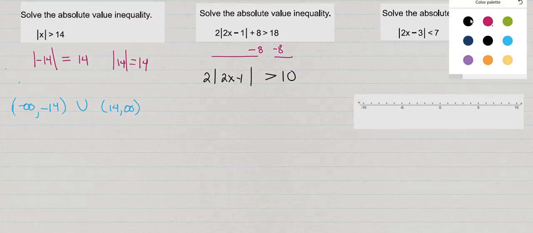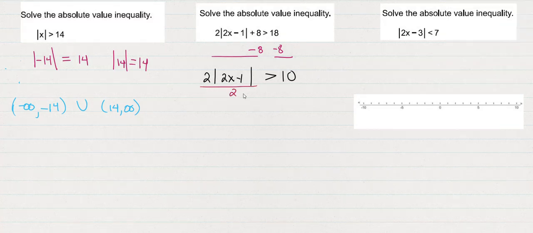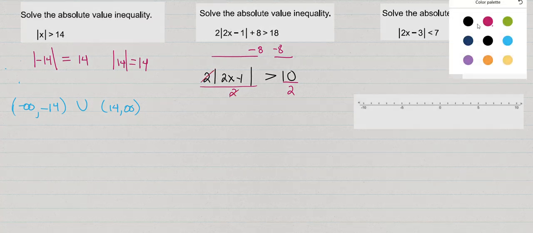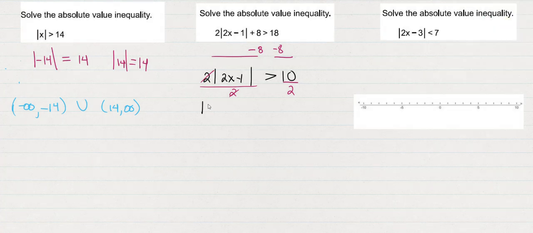And then I could divide both sides by 2, and because it's a positive 2, I can treat it like an equation. Just a reminder that if I were dividing by a negative number, I have to flip this greater than around to be a less than. 2 divided by 2 is 1. So I have 1 times the absolute value of 2x minus 1.